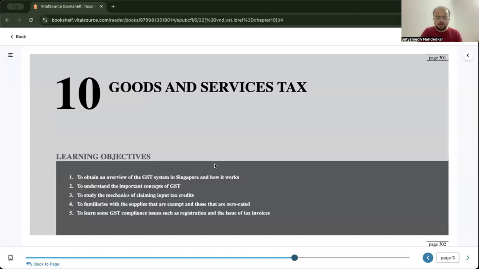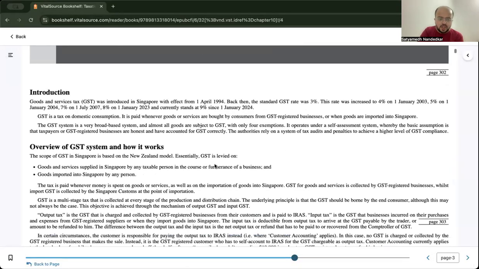Now have a look at this goods and services tax. GST was introduced in Singapore with effect from 1st of April. Of course, in India, it came in much later. Back then, the standard rate of GST was 3%. This rate was increased to 4% in 2003, 5% in 2004, and from 1st of Jan 2024, it stands at 9%. GST is a tax on domestic consumption.